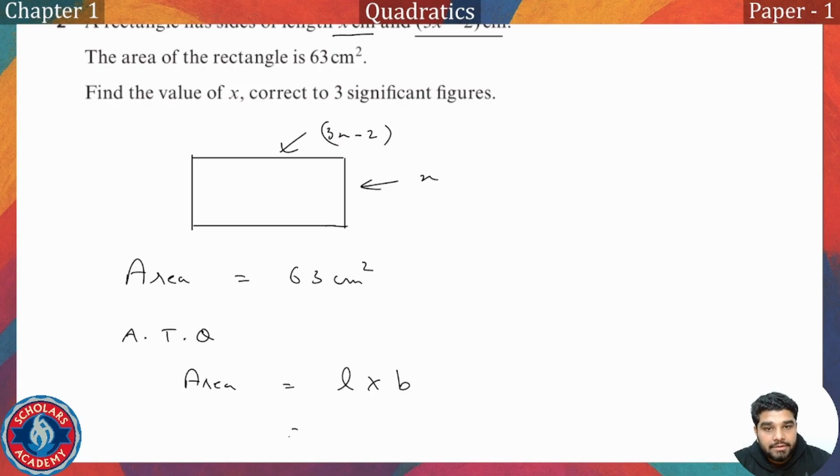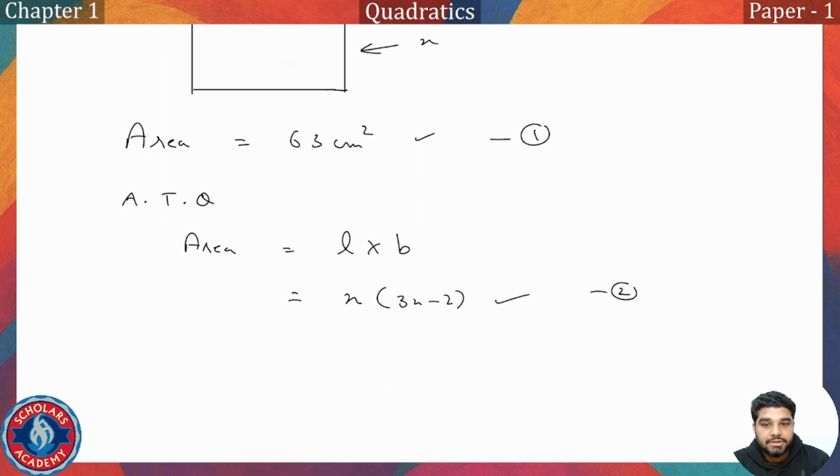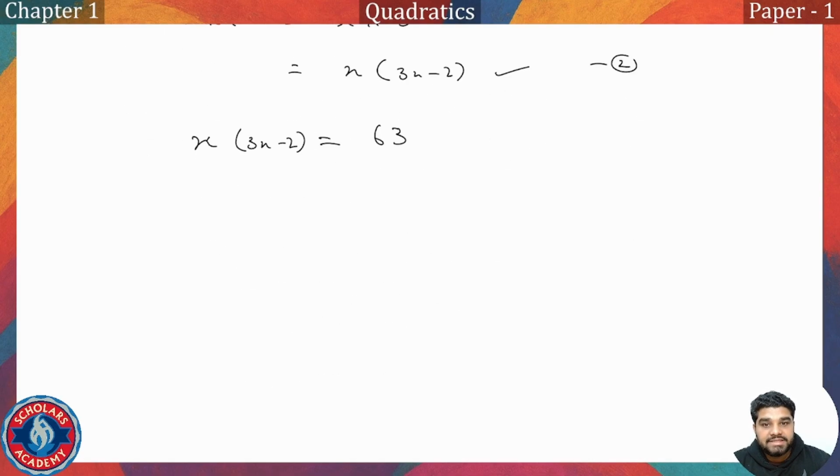We get x times 3x minus 2. Right? This is also the area. This is also the area. Equation 1, equation 2, we'll equate these equations. So we can say that x times 3x minus 2, which is the area by the sides, is equal to the given area, that is 63. Right? Let's simplify it. We get 3x square minus 2x is equal to 63.